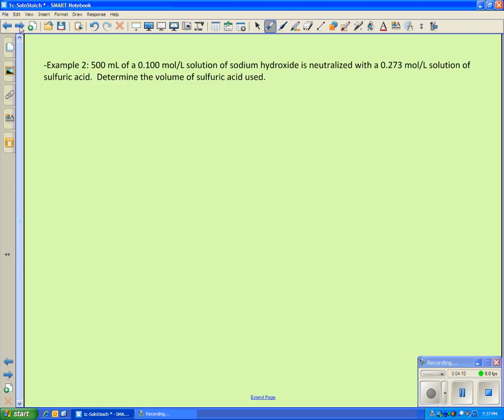In the next example, we have 500 milliliters of 0.1 mole per liter solution of sodium hydroxide, and that's neutralized with 0.273 mole per liter solution of sulfuric acid. Now I want to determine the volume of sulfuric acid that's used. So again, we're going to do this in just one big long calculation, and that means I need to start with a balanced equation.